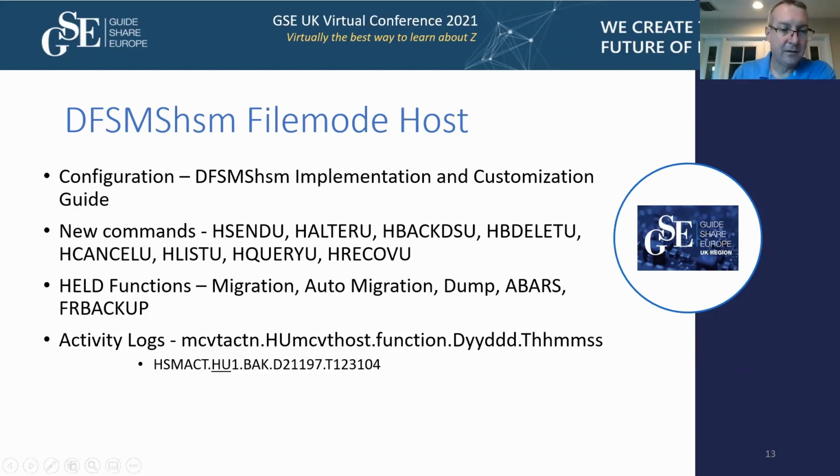And then last, I wanted to mention the activity logs. If you're using activity logs on DASD or tape, the name of the activity log is slightly modified. We still use the MCBT activity log name, but in the classic host it's just H with the host ID, while for all the Unix hosts it's HU with the host ID. So here's an example for the backup log on the file mode host.